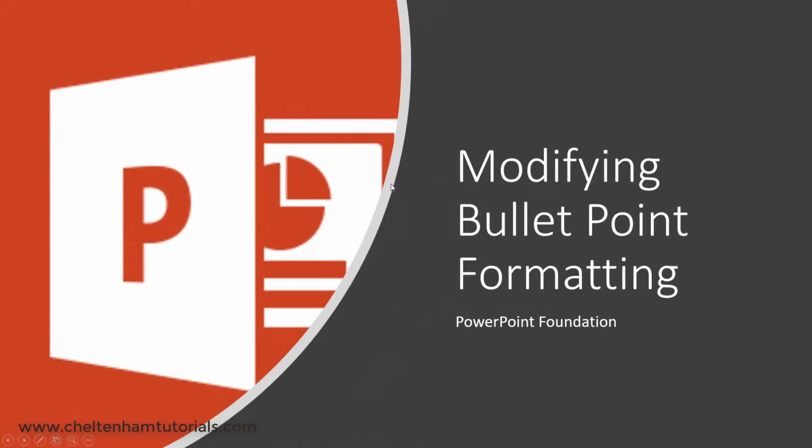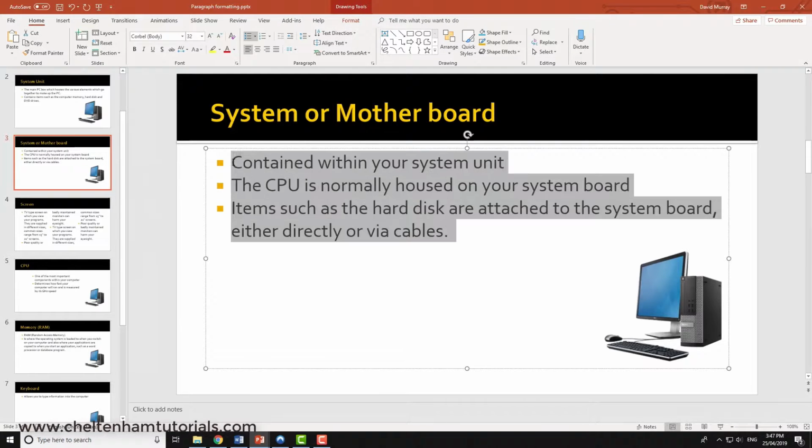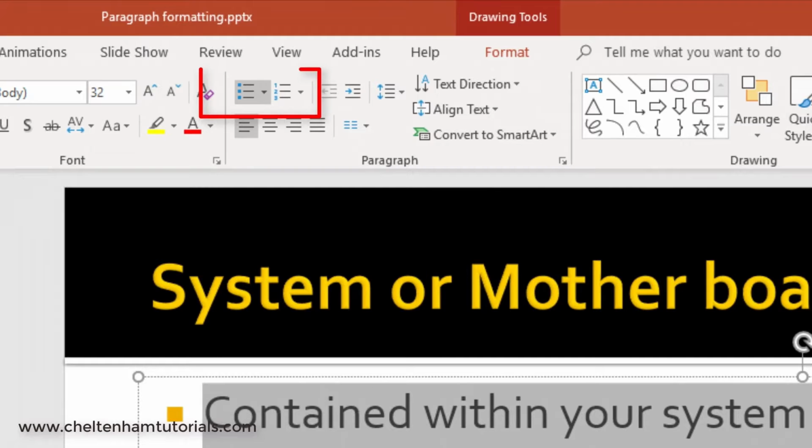Right, next we're going to look at modifying the bullet point formatting. So here's a typical slide, and as you can see it's been formatted with these square bullets. Now if I just drag across the text here, if I want to I can apply other types of bullet formatting.